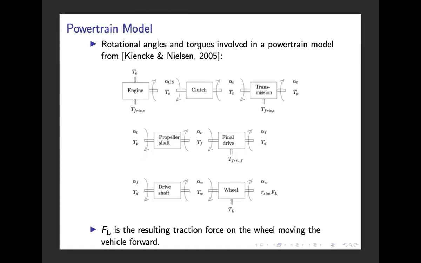So each of these blocks here will contain dynamics. For example, it could be nonlinear flexibilities that we can model using rotational mass spring damper systems, where we integrate, for example, nonlinear springs to model these nonlinear flexibilities. So in the end, we will get some force FL here, which is the resulting traction force. So we can go all the way from the engine to describe how our traction force, or the force on the wheel, is established.